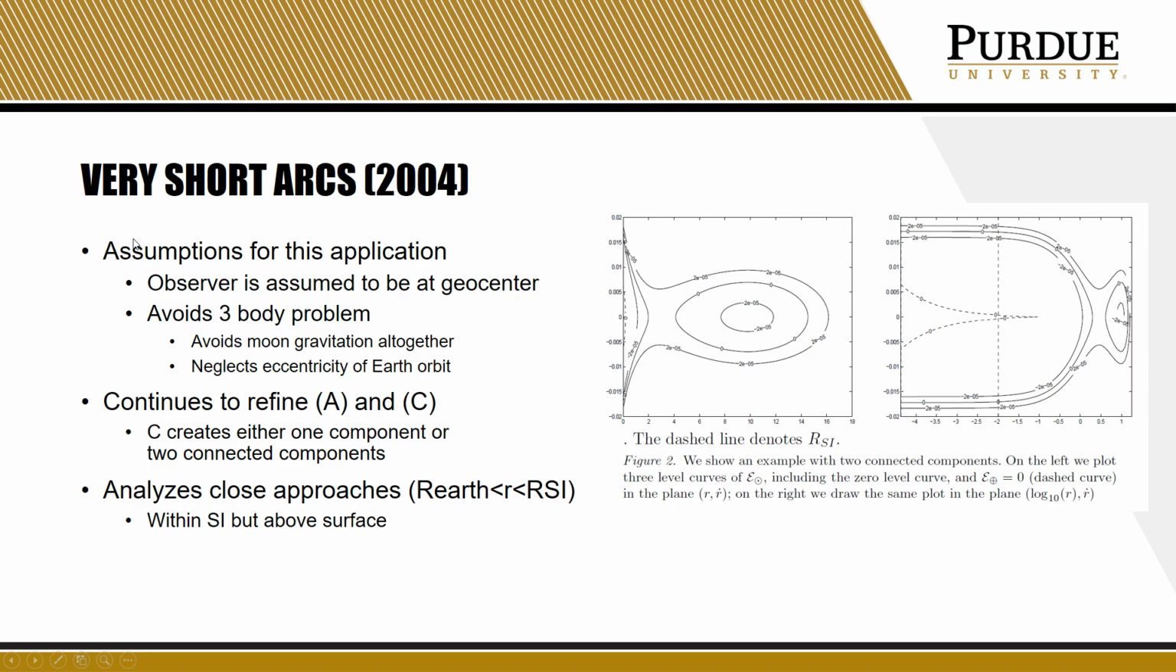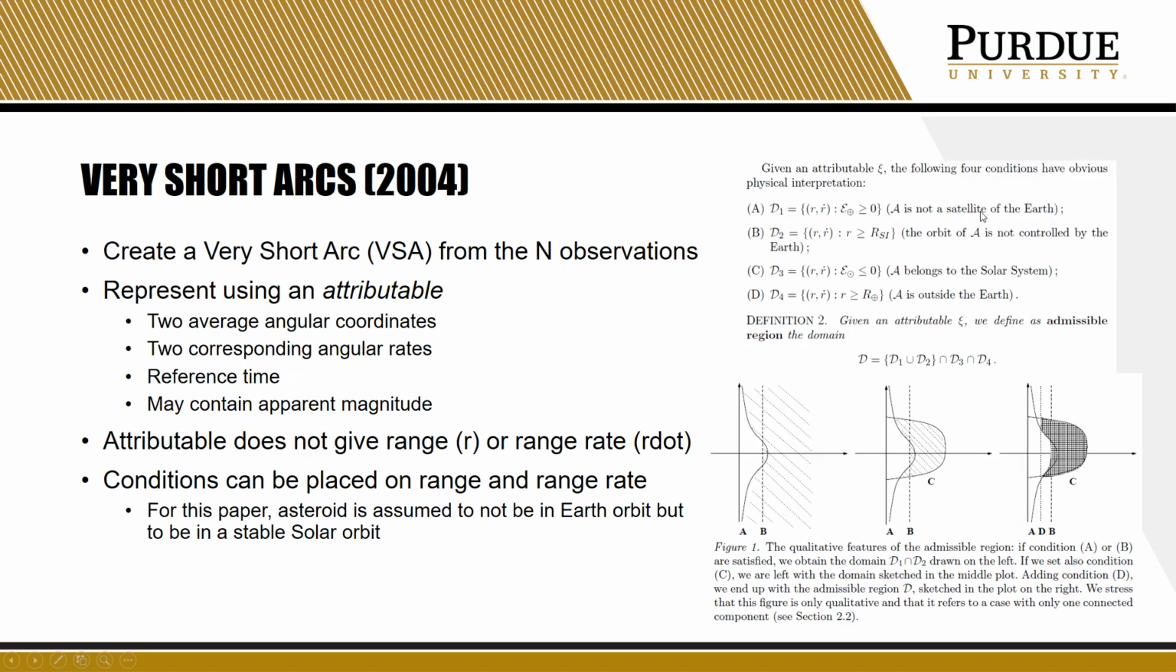After he first describes this method, he states his assumptions. Using this method, it's not topocentric, it is a geocentric observer system, and it avoids a three-body problem in a number of different ways. It completely avoids other bodies, including the moon, which he says may or may not be valid, but is good for a first approximation, and he completely neglects the eccentricity of Earth's orbit when calculating the energies for these orbits.